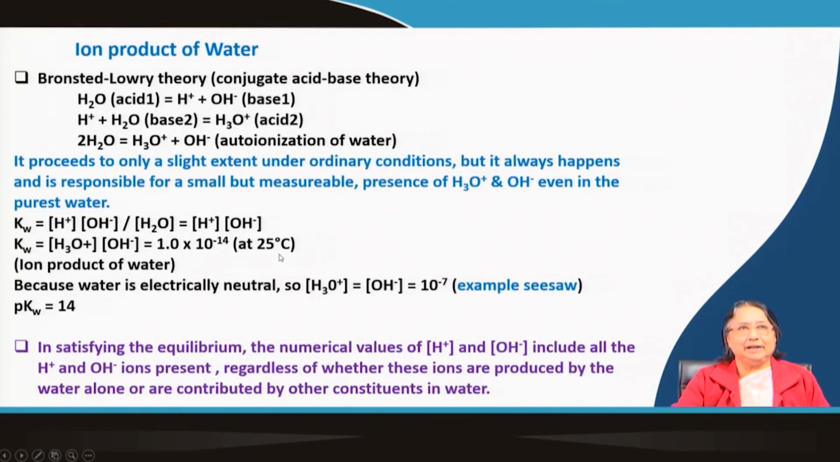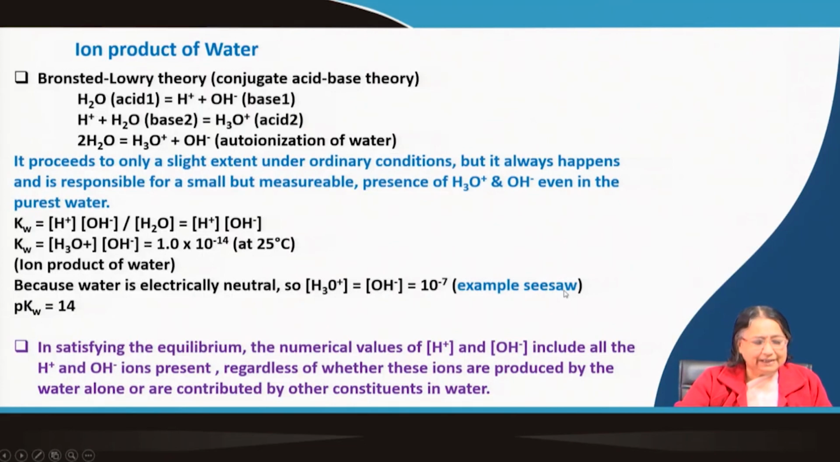This is most important, and Kw is called the ion product of water. Because water is electrically neutral, the H3O plus concentration is the same as the OH minus ion concentration, and this is 10 to the power minus 7, and pKw is 14. Now, I will show you some seesaw.